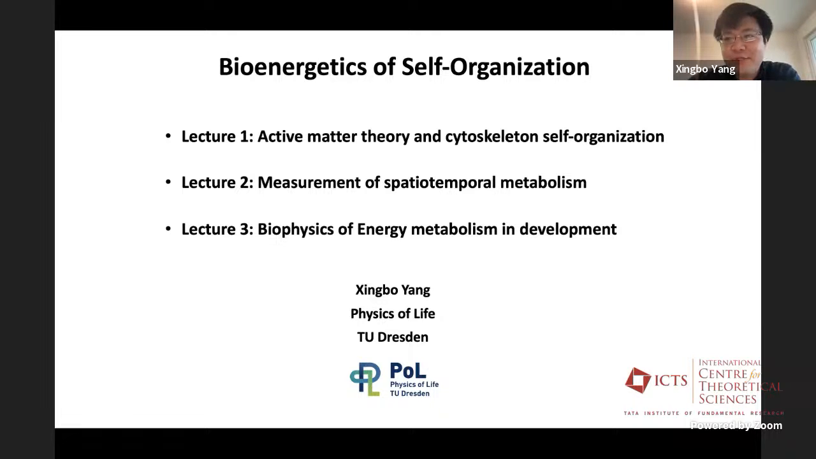So last time we talked about the measurement of spatial temporal metabolism. I introduced some imaging-based techniques to measure metabolism in living cells with single cell and even subcellular optical resolution. So for today's lecture, I would like to present a research project that I did during my postdoctoral studies, where I implemented those techniques to study metabolic control, or more generally, the biophysics of energy metabolism in development. The purpose of this talk is to showcase how you actually use those techniques in a research context.